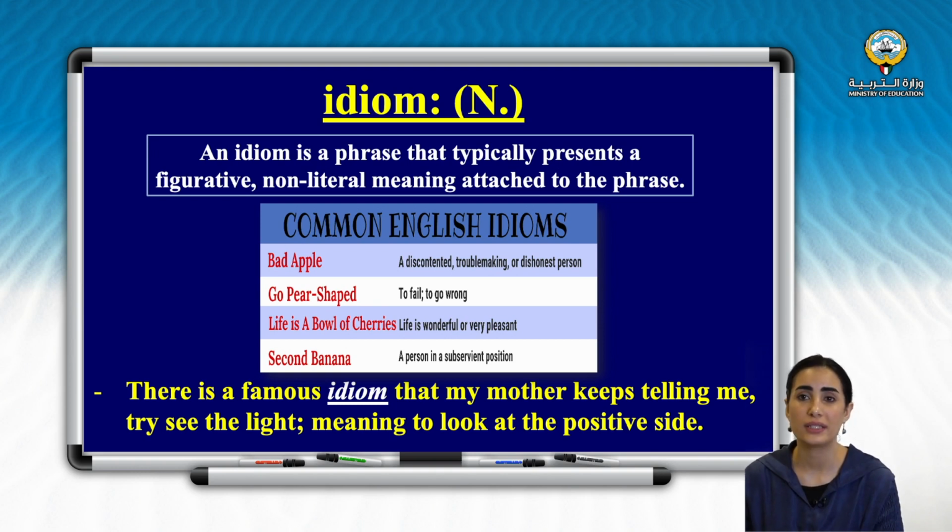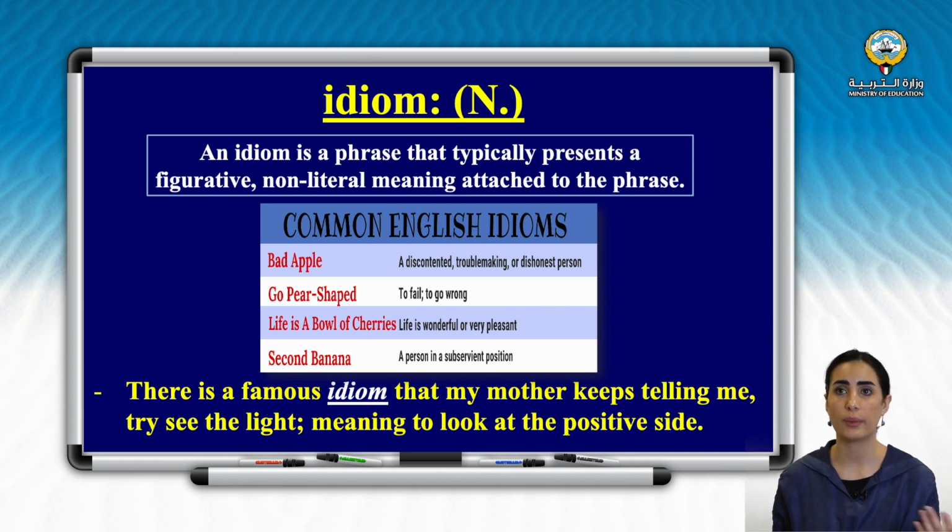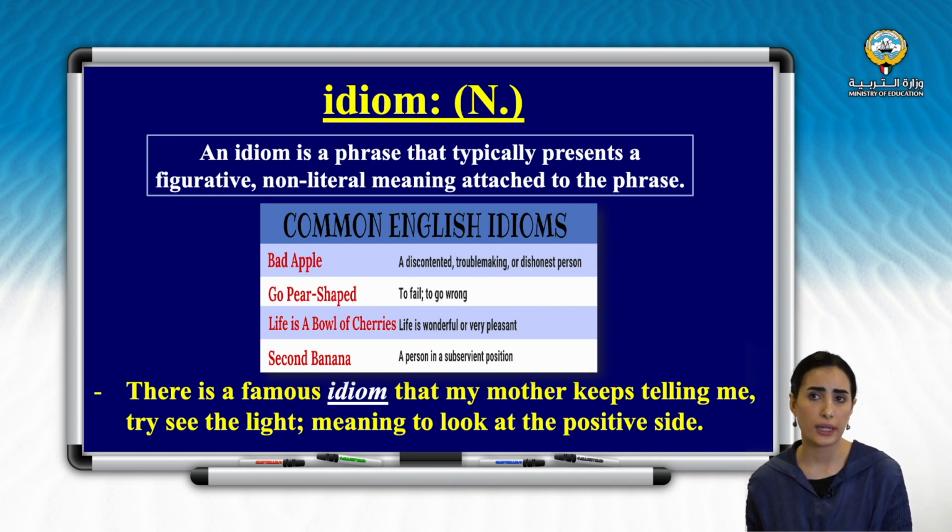So let's read the example. There is a famous idiom that my mother keeps telling me: try to see the light, meaning to look at the positive side. So try to see the light is an idiom or a phrase. An idiom is a phrase that typically presents a figurative, non-literal meaning attached to the phrase. So it's essentially just a phrase. For example, we have common English idioms like bad apple, meaning a troublemaker, and so on.